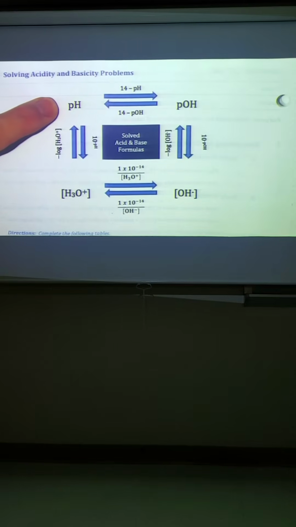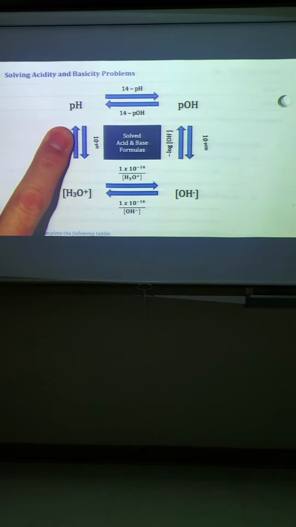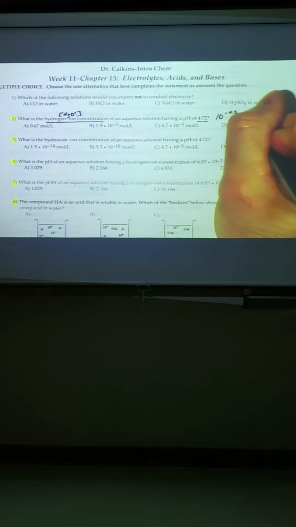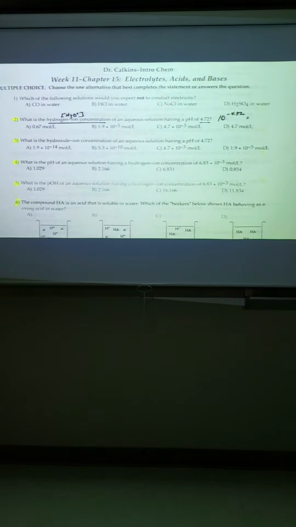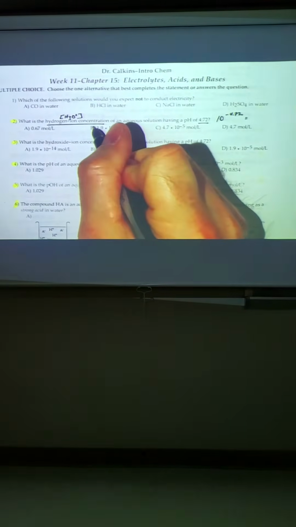If we have pH and we want H3O+, we need to go down. So 10 to the negative pH should give us that answer directly in one step. So you take 10 to the negative 4.72 as an exponent, and you hit equals in your calculator. So that's second log negative 4.72, and when you do that, you'll get 1.9 times 10 to the negative 5.